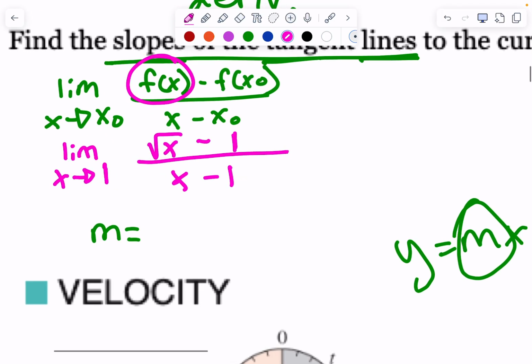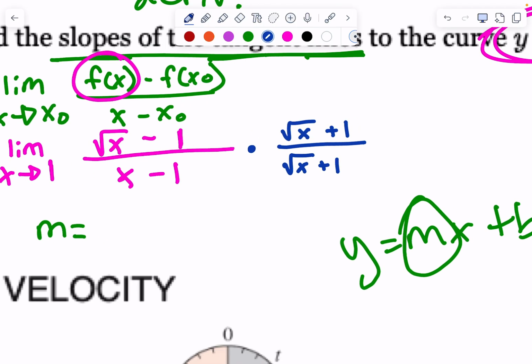Okay. All right, now, this is kind of funky. Can I plug 1 in? No, right? So what strategy do I use on this? Difference of squares. What do you do when there's a square root involved? You rationalize, okay? So the thing that I have a problem with is the square root, right? So I'm going to multiply by the conjugate. What's the conjugate going to be? The square root of x plus 1 over the square root of x plus 1, right?